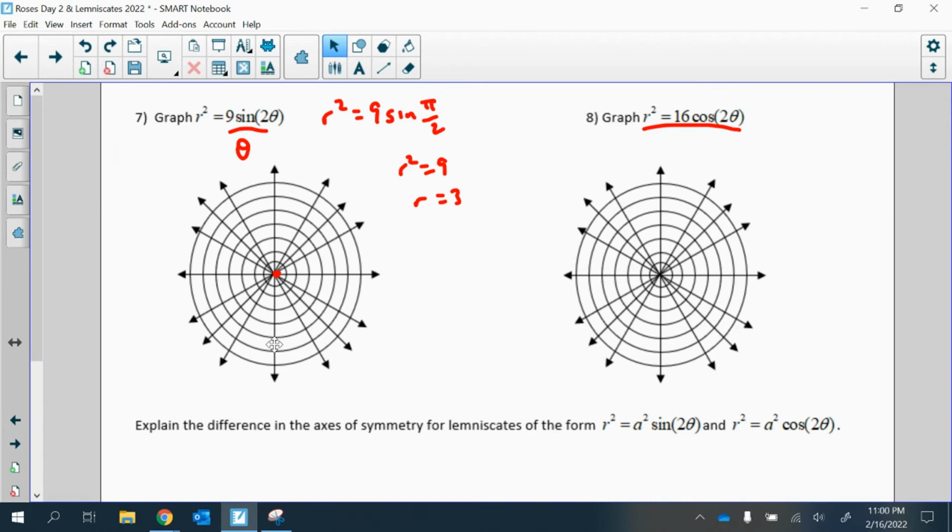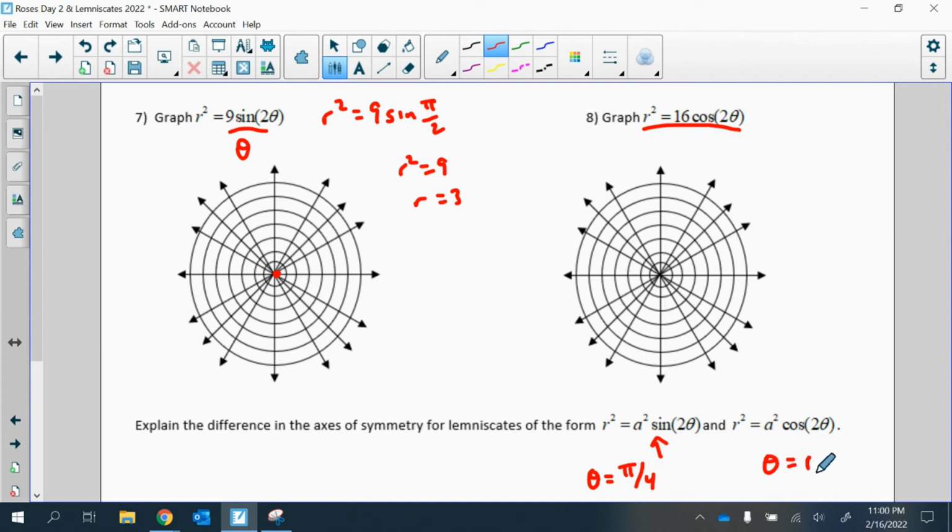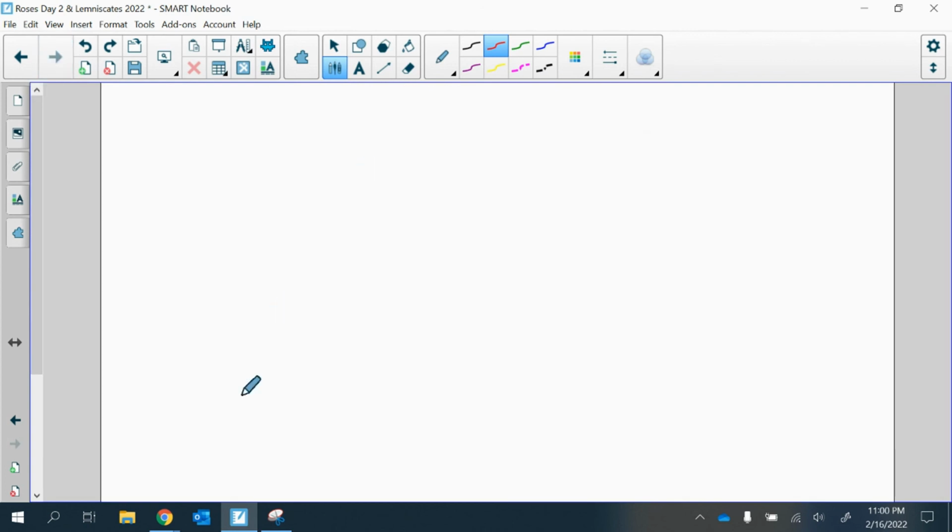So let's explain the difference in the axis of symmetry. The axis of symmetry, if we have a sine with this lemniscate, is going to be at theta equals pi over 4. And for cosine, it's going to be at theta equals 0. If you want it in rectangular form, it would be the line y equals x for sine. For cosine, it would be the line y equals 0. And that's lemniscates and roses.